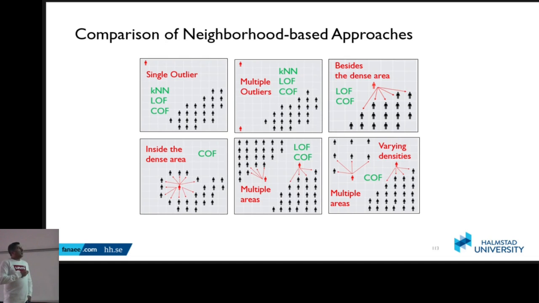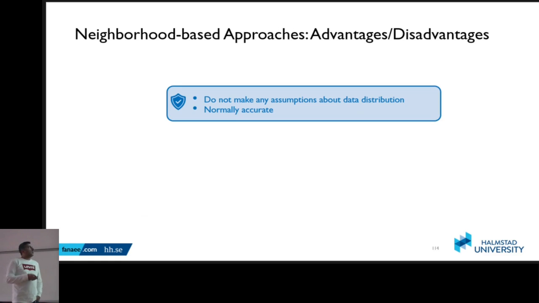If you have multiple density areas, LOF and COF can detect. And if we have multiple groups with varying densities, only COF can detect. So you need to know how to distinguish.